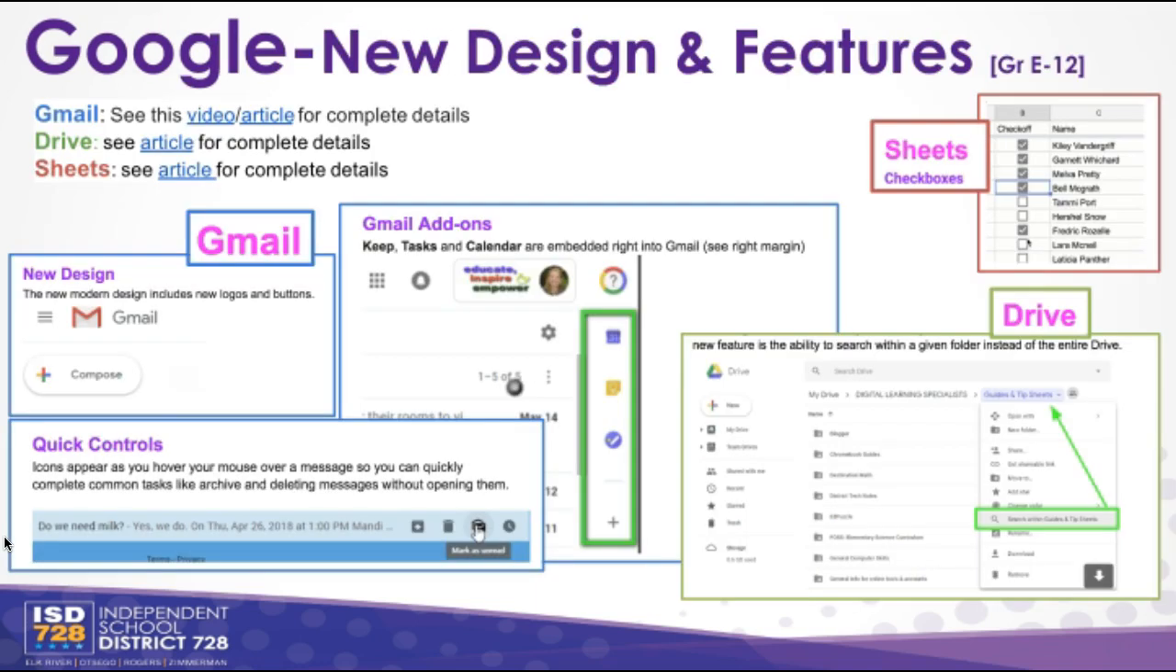Google has a few new designs and features as well. In Gmail, you will see that there's a new look with a little bit more functionality. You'll see at the right side of your Gmail that there are new shortcuts here, some add-ons to Keep, Tasks, and Calendar, so they integrate nicely with Gmail now. And then when you hover over items in your Gmail list, you'll see some quick links to commonly used features like Delete and Archive. Google Sheets has a few new options, including using checkboxes. So check that out if you're interested in the Sheets checkbox feature. And then Drive gives you now the ability to search an individual folder rather than just the entire drive.